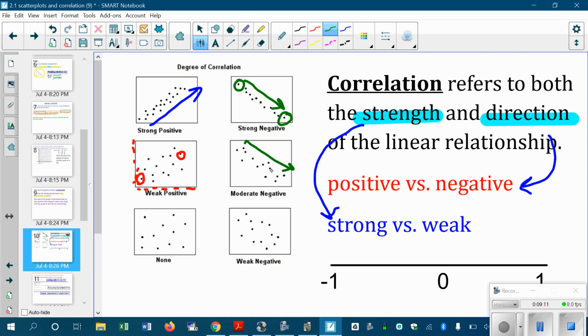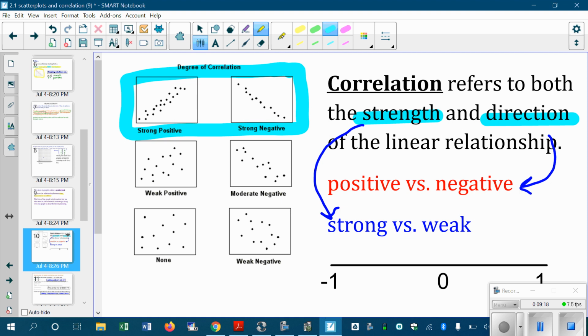And then strong versus weak, we want to think about that separately. Both of these are strong because the points are lying very tightly to a line of best fit shape, whereas these are more spread out, and you can see words like moderate and weak, right? You can just use those descriptively. Look at the graph, see what you think. And then none is like when your points look like you just dropped marbles on the floor and they just rolled around. Okay, that's no correlation whatsoever.